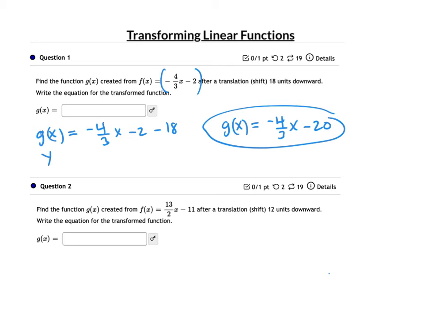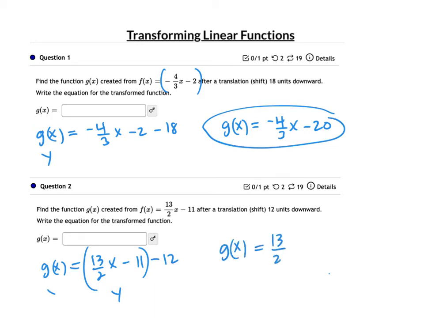Question 2 here. My g of x becomes, and again I'm going down. Oh, I meant to do an up. Up would be plus. So this would be 13/2 x minus 11, and I'm going up, so plus 12. This was my y right there, as was this. And so this becomes g of x. g of x equals 13/2 x minus 23.